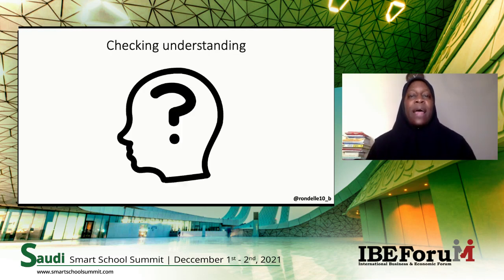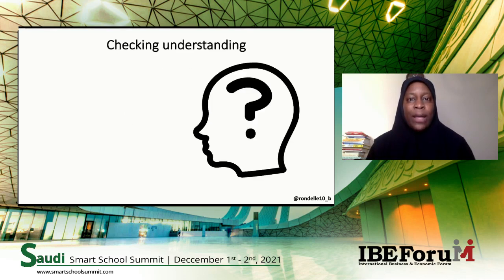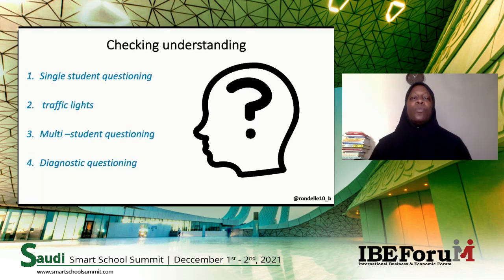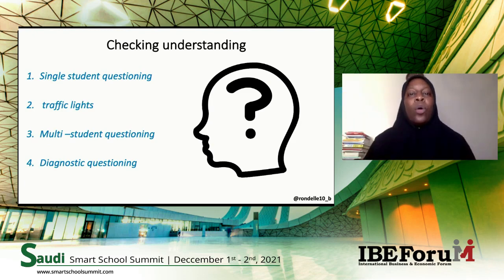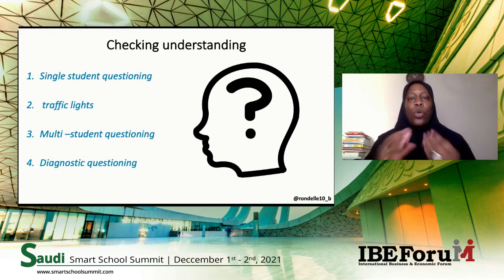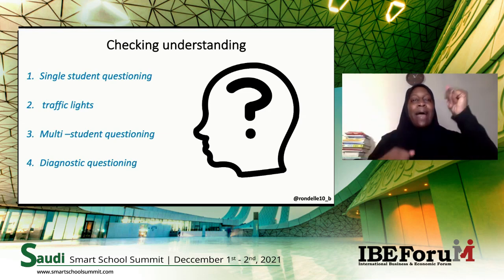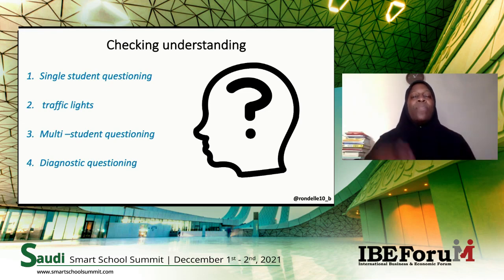Checking understanding, how do we do this in effective ways? And there are, again, some key principles that we can do this. Now, commonly what we do is we ask students in the class individually to respond to a question, but this takes time. You could use traffic lights, or you have maybe students that hold up a red, amber, or green card, depending what the answer is.